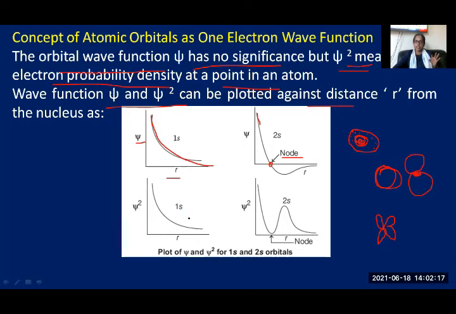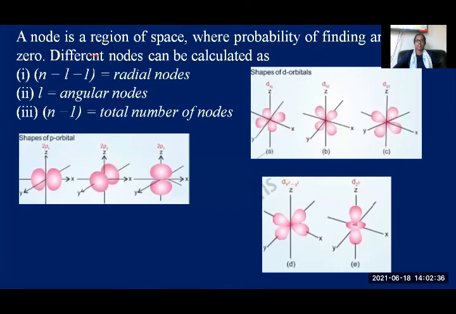Okay, so if you plot psi square, it is also something like this. The shape is something like this. For 1s and 2s, it will decrease and then again increase, reach a peak value, and then decrease again. So this region corresponds to the node. A node is a region of space where the probability of finding an electron is zero. The number of nodes can be calculated as n minus l.